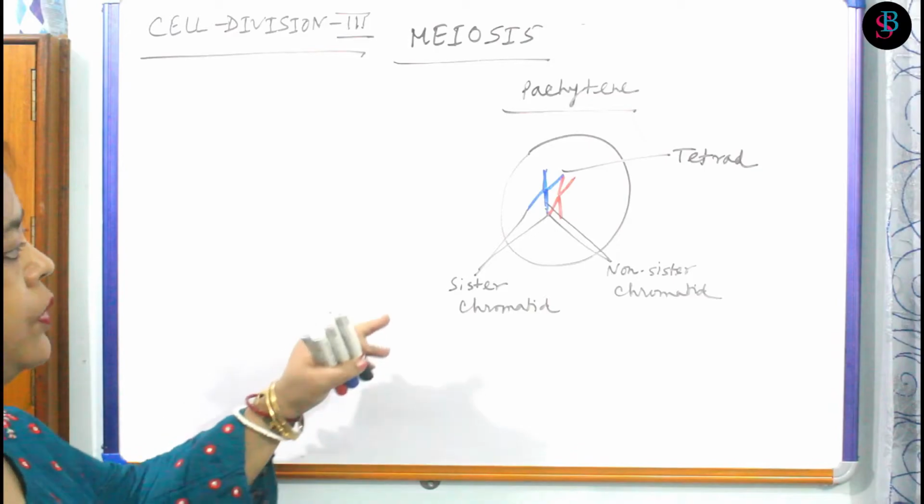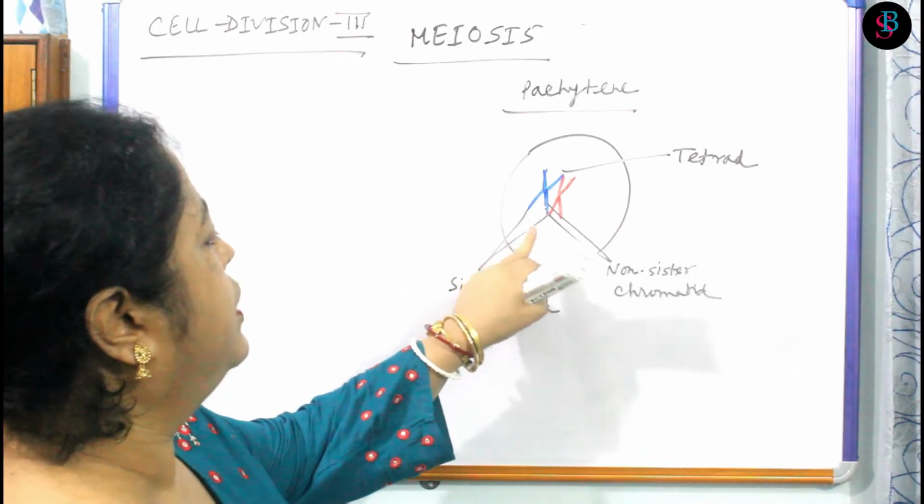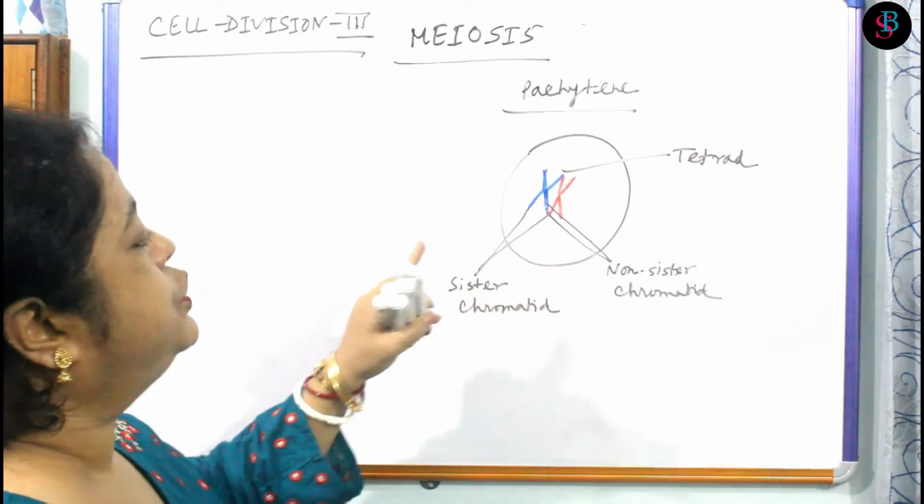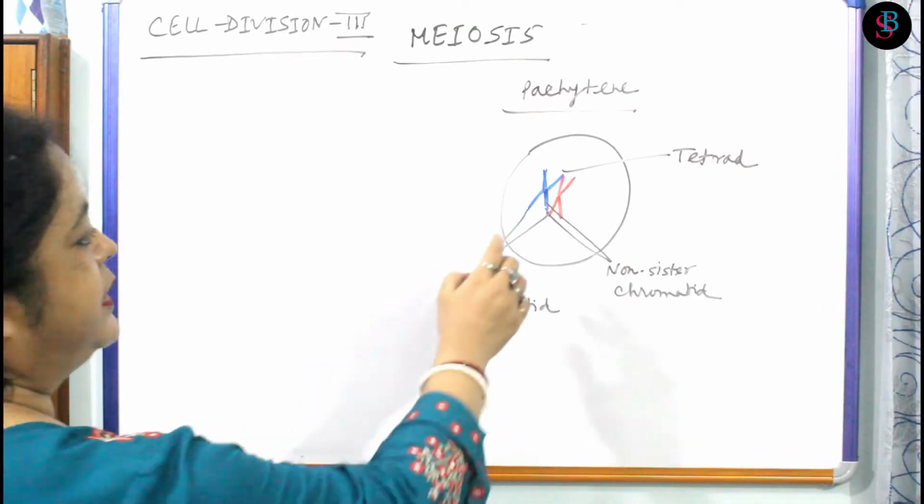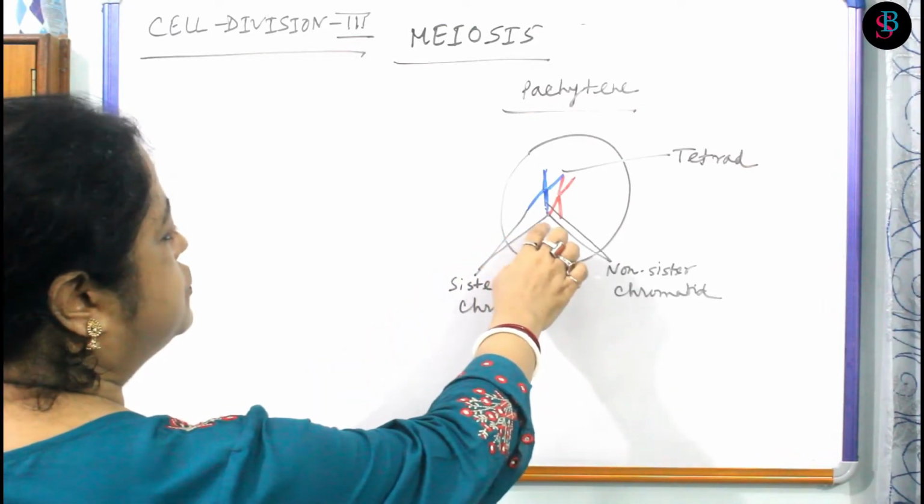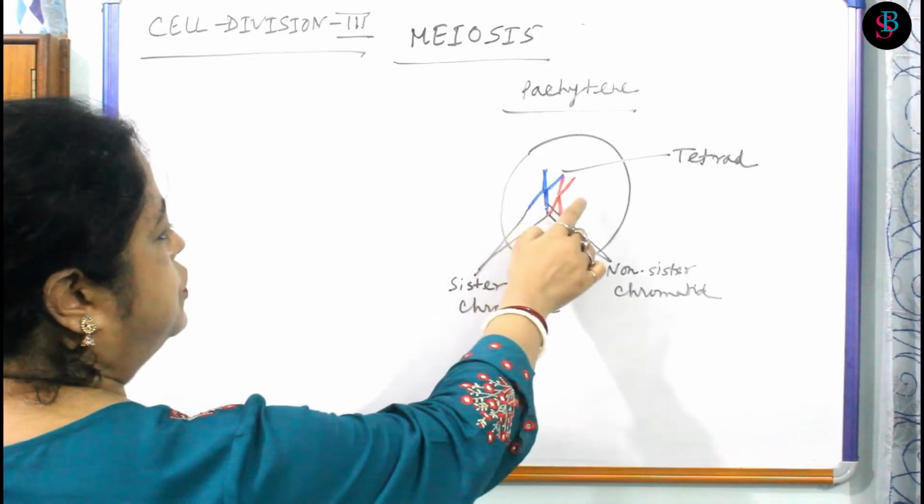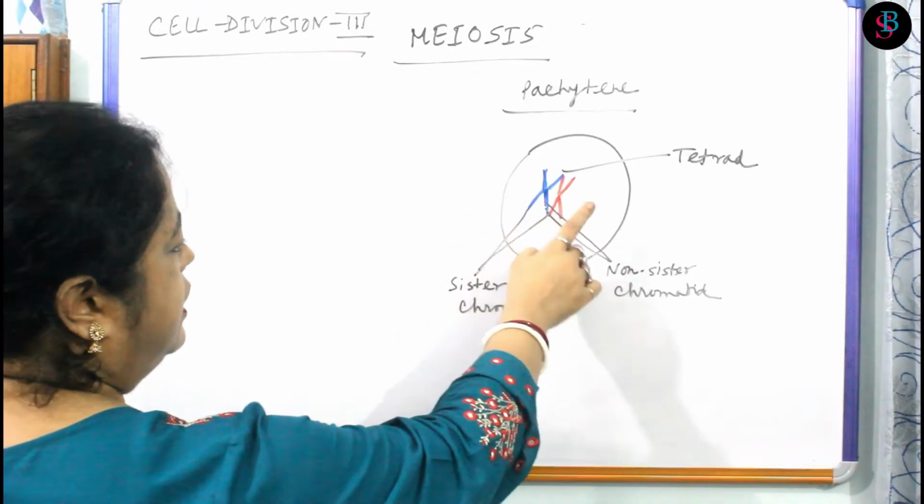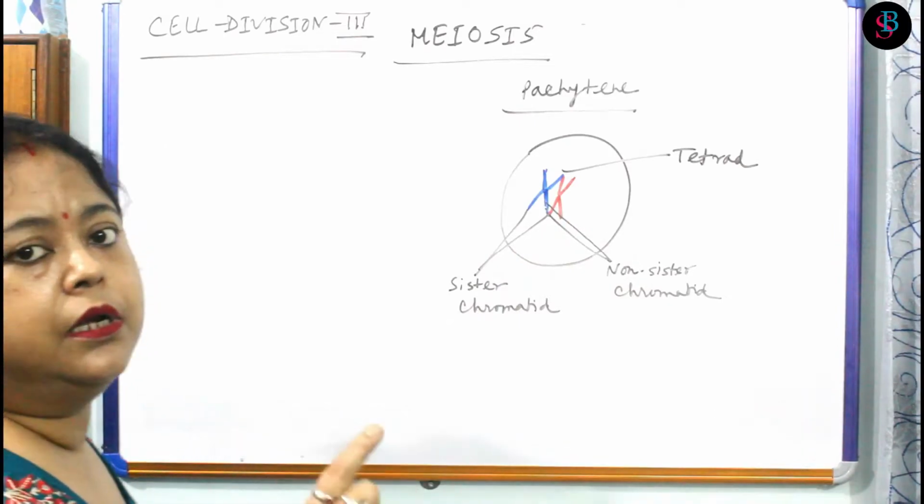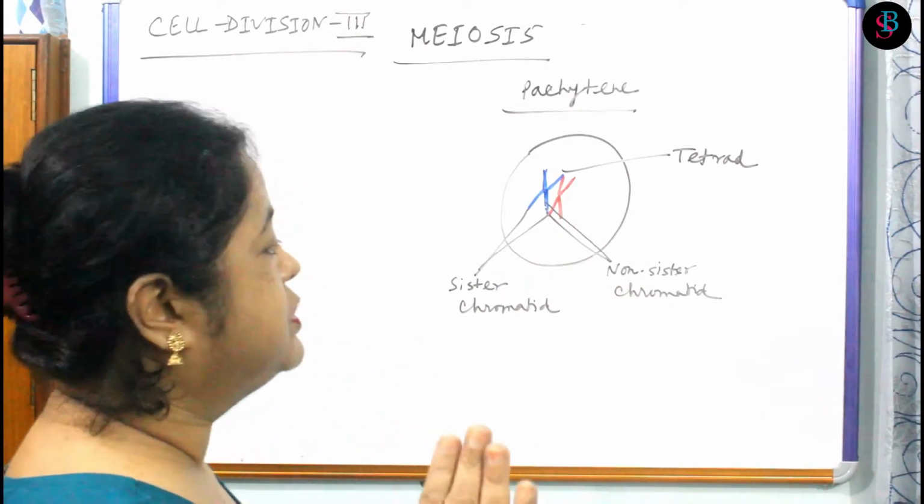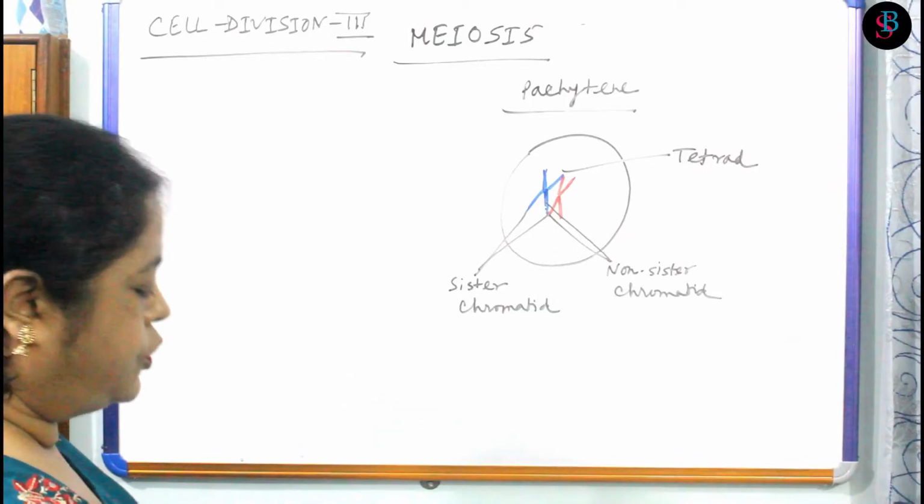Now here, two pairs of sister chromatids, one blue pair and one red pair, and two pairs of non-sister chromatids. These two are very close to each other, so crossing over will take place between these two. These two also have the same chemistry for the crossing over, but they are placed apart, so it's not possible for them to take part in the crossing over.